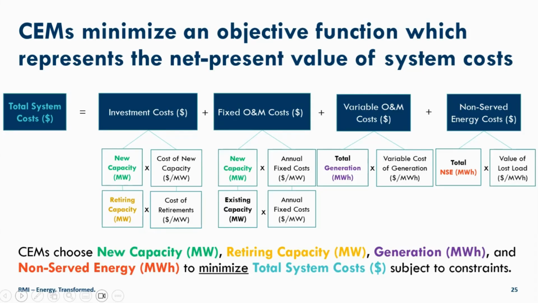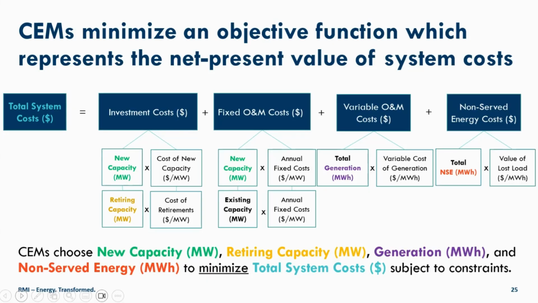Total system costs have a couple components like investment cost, fixed and variable O&M, and non-served energy costs. And I just want to explain what non-served energy costs is. So these models are optimization models that are trying to minimize the amount we are spending in order to operate the system under given constraints. Grid planners don't typically plan a system to be 100% reliable because that would be incredibly expensive. So usually there is some tolerance to allow some outages under certain conditions.